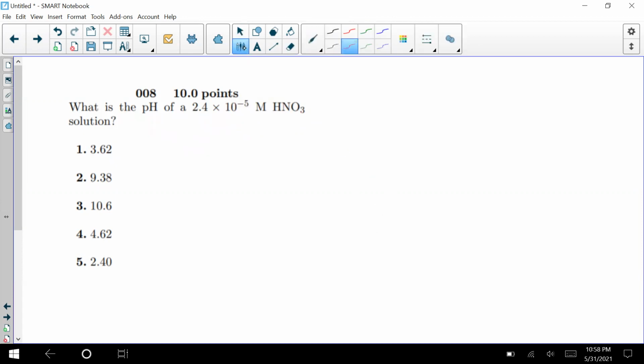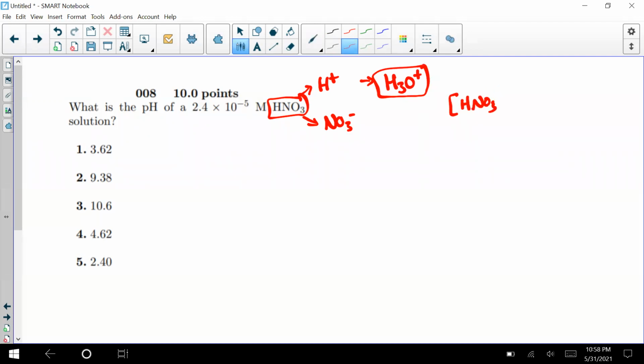So if you're given the molarity of an acid, and we know it's strong, then for every HNO3, we're going to get one H plus and one NO3 minus. And of course, that H plus will immediately turn into H3O plus. So notice that for every one of these, we're going to get one of these. Or in other words, the concentration of HNO3 is going to equal the concentration of H3O plus. It's like a 1-to-1 ratio. Any monoprotic strong acid will give you a 1-to-1 ratio.